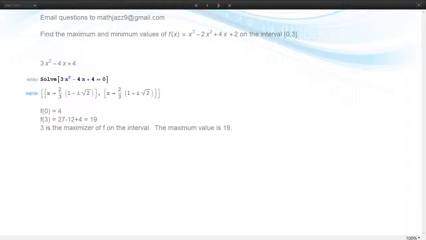We also know that 0 is the minimizer of f on the interval. The minimum value is going to be 4. So this was kind of a trivial example because we found that there were no local maxima or minima on the interval given.